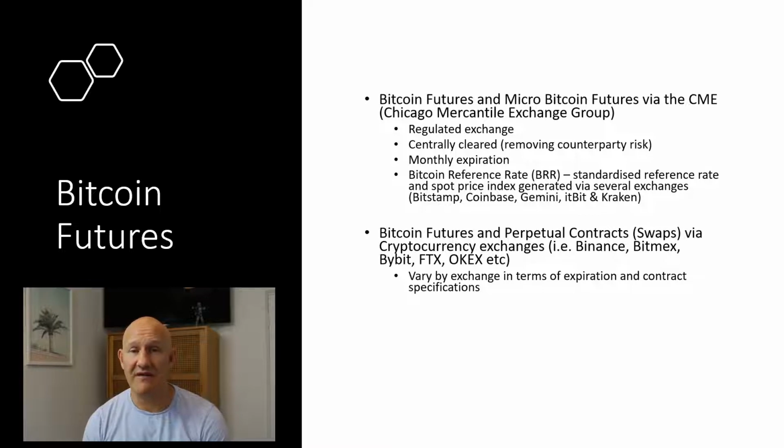And on the other side, we have our cryptocurrency exchanges, and they're quite often the same exchanges that you use to buy your spot cryptocurrencies. And on those exchanges, you can trade Bitcoin futures, and you can also trade perpetual contracts or perpetual swaps. And so the contract specifications and expirations can vary between each of the exchanges.